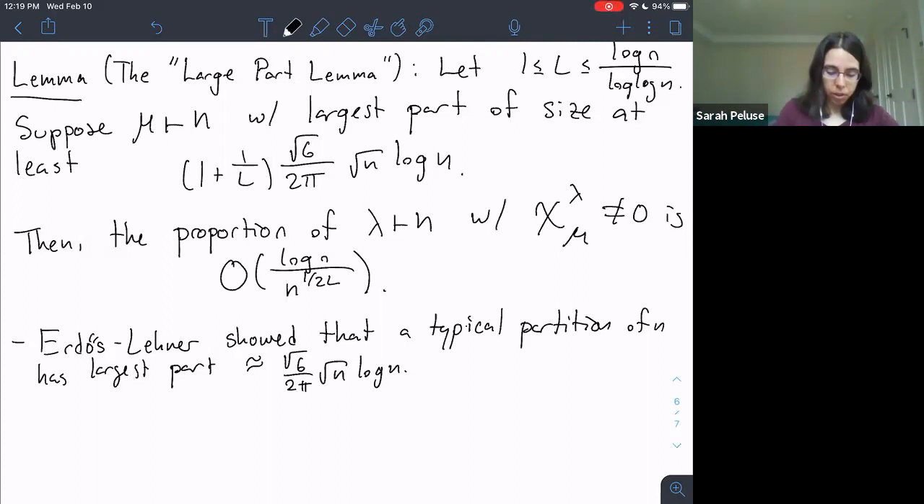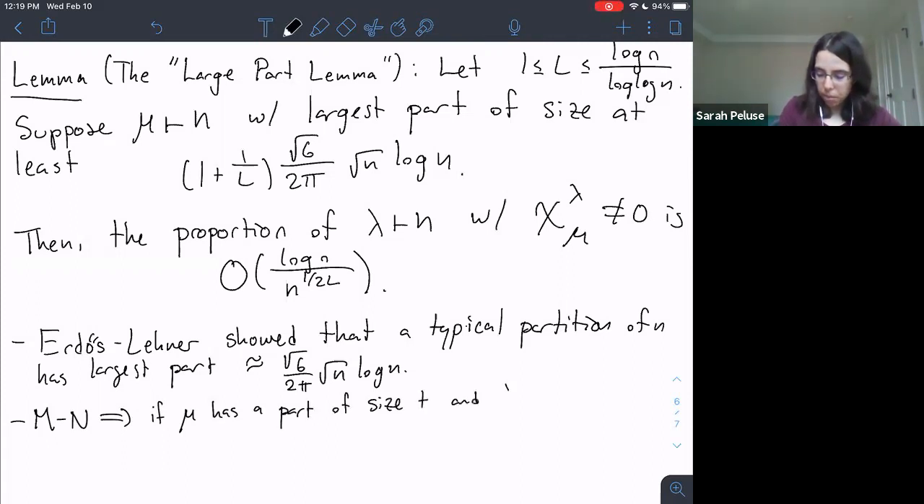So how is this proved? This is for the people who have some background in the representation theory of the symmetric group. It follows from the Murnaghan-Nakayama rule that if mu has a part of size t and lambda is a t-core partition, then the character value chi lambda mu is 0.